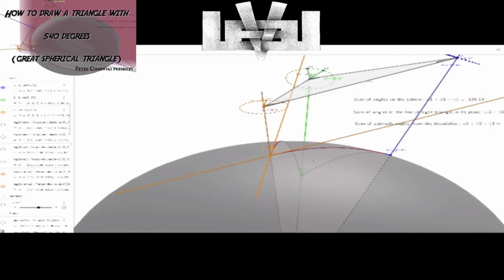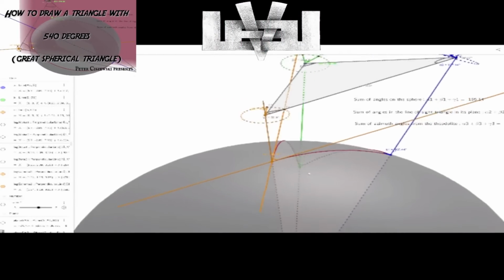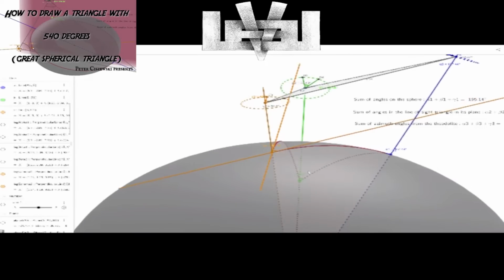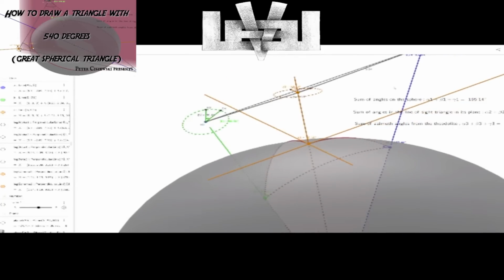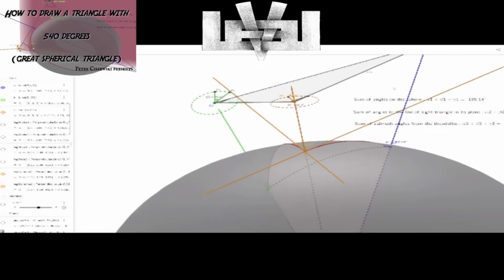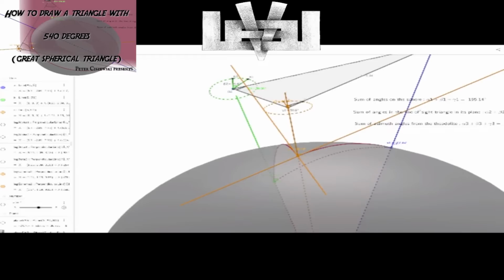But notice how from these three points on the sphere, we can derive three different sets of angles. This is the fun part. Just listen a little bit. The first set of angles are the angles on the sphere between the arcs. Then we have the line of sight triangle, the gray triangle, which is in a different plane. And that's a regular triangle with 180 degrees in the middle.